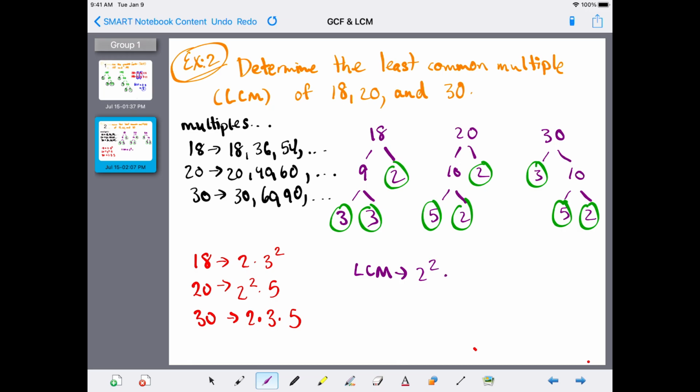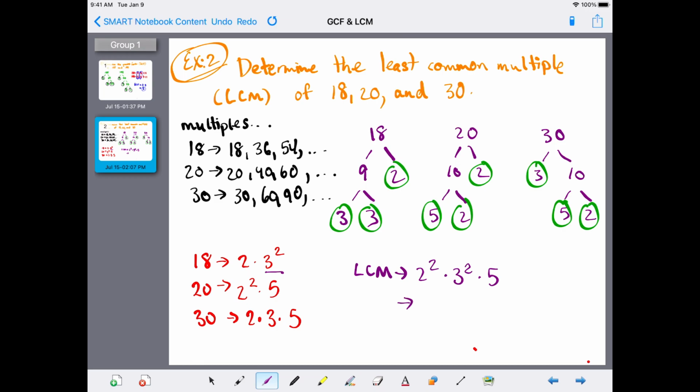Okay, and then we look for the next unique factor, and we can see that we have a 3. There's a 3 in the last one, and there's also a 3 in the first one. But again, we want to take the one that has the most of that prime factor. For 18, there were 2 of them, so we take the 3 squared. And then finally, our last unique prime factor is 5, and it doesn't matter which one we take because they both just have an exponent of 1.